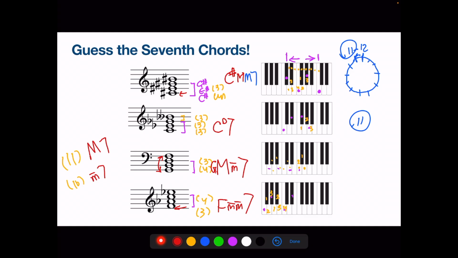Okay, so the very first chord here, major, major 7, and the next is a diminished 7. And next is a major, minor 7 or a dominant 7. And then the last one is a minor, minor 7.